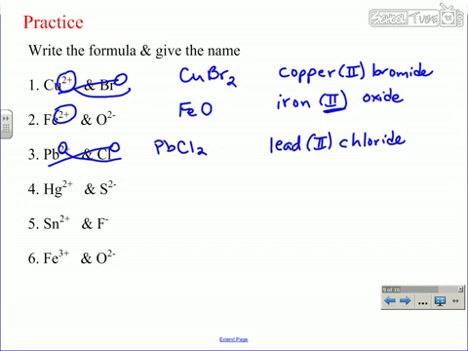Right? For example, let's look down here at number 6. Iron plus 3 and oxygen. It's the same as number 2, iron and oxygen, right? But is the formula going to be the same for iron 3 versus iron 2? Now for this one down here, plus 3, minus 2, Fe2O3. Different formula, different compound. This one is iron 3 oxide.